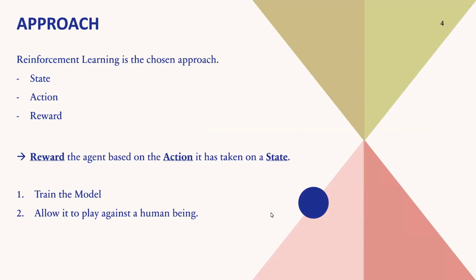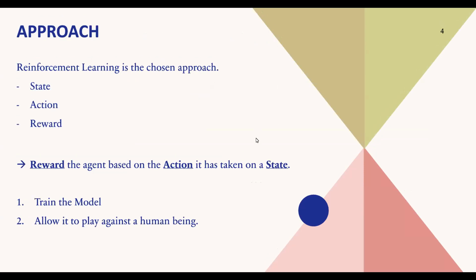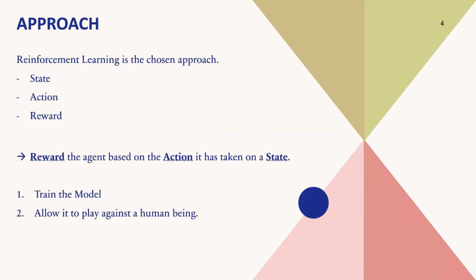So as I mentioned earlier, reinforcement learning is the chosen approach for our project, and it contains three elements: state, action, and reward. In this project, we'll be training the model, and then we will be allowing it to play against a human being.